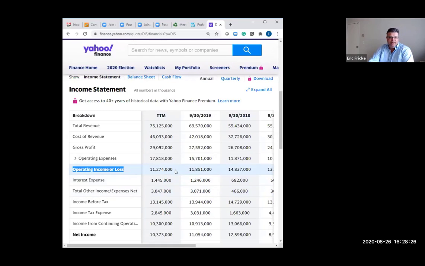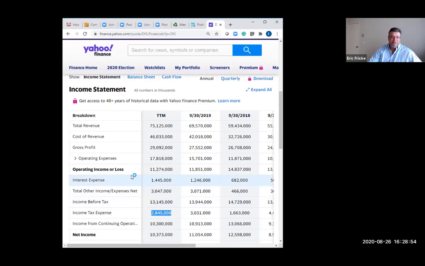So this is where we would get EBIT right here. And if you remember that equation, it's EBIT minus taxes. There's taxes right there. And then we want to add back depreciation in that equation.